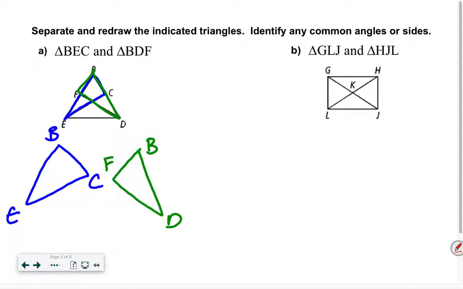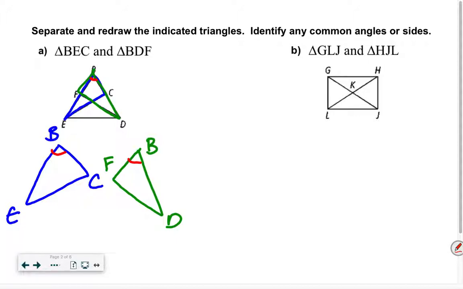So after we separate and redraw them, it says identify any common angle or sides. Well, what do these two triangles have in common? Angle B. This right here, right? Do they share a whole other side? No, they share parts. We just care about whole sides. So all they share totally is that top angle B. Okay? Questions there?